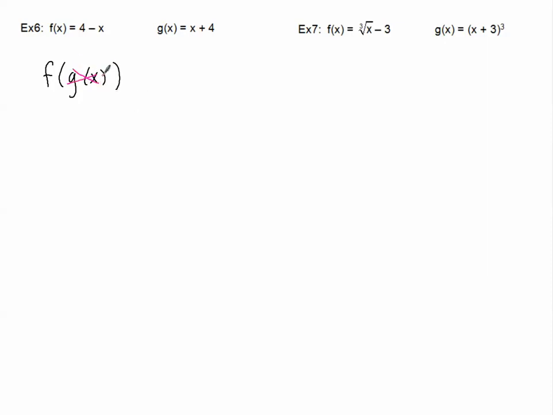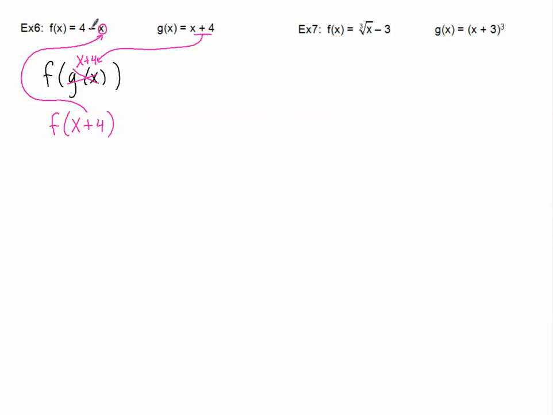So I'm going to kind of scratch out the g of x. G of x is right here, x plus 4, so I'm going to put that right in here, x plus 4. So I'm looking for f of x plus 4, which means I'm going to pick up this x plus 4, and it's going to go right in here for this x. So let's read my function.